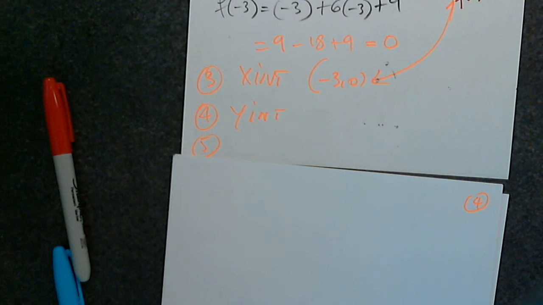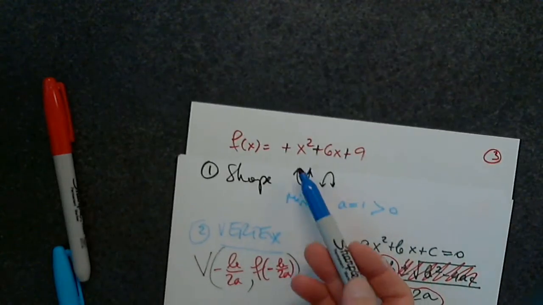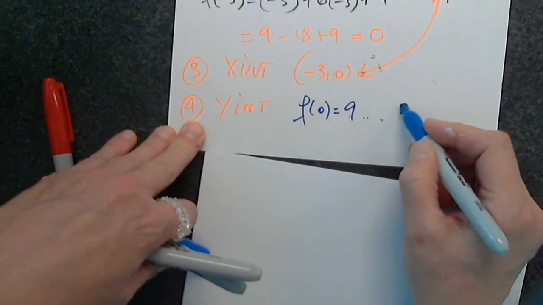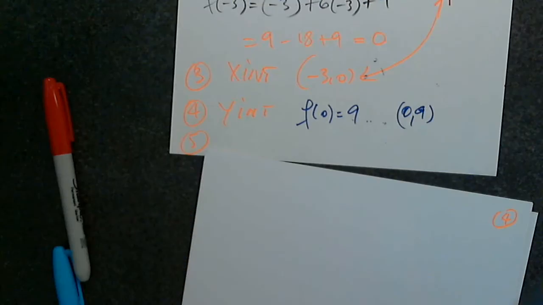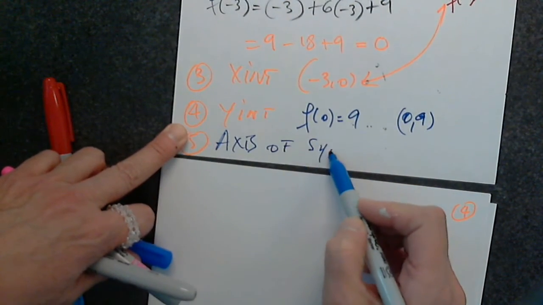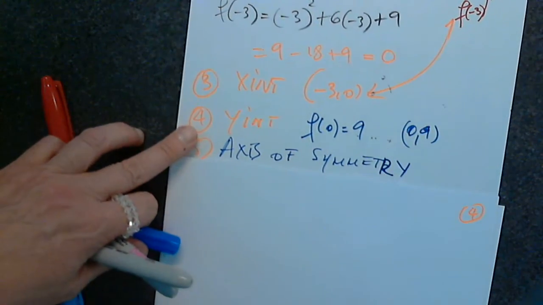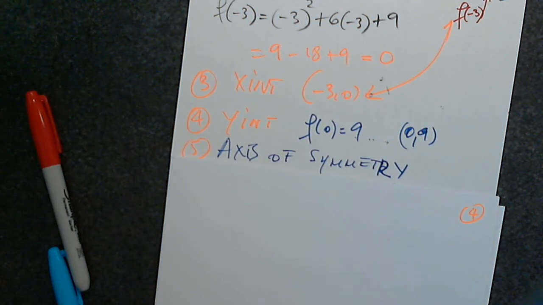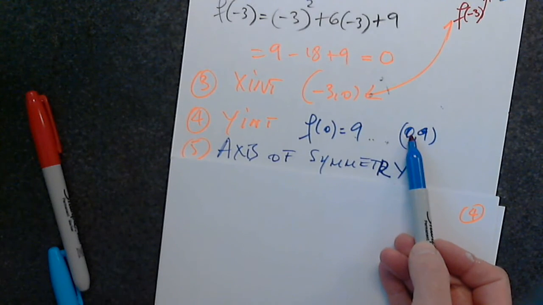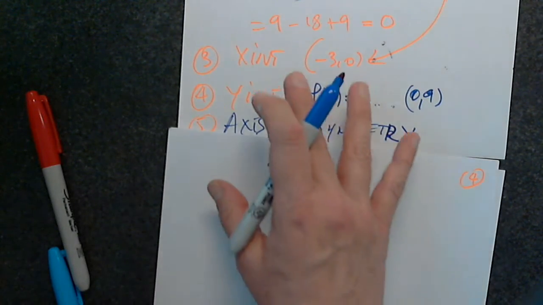Make x 0. Very good. So f of 0, that's easy. 0, 0, 9. So this is 0, 9. Perfect. Number 5 is the axis of symmetry. Axis of symmetry is? Yes, x equals 0, the vertical line going through the vertex.